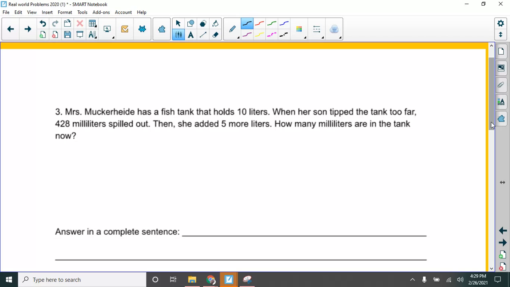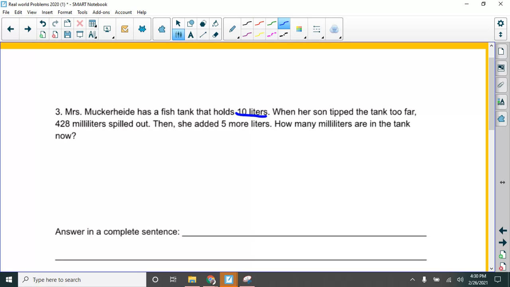All right. So I see her fish tank, 10 liters, not a huge tank, not just a little bowl though. And when her son tipped the tank, do you see the water spilling out? And I can see Miss Muckerhide getting all mad, like, "What are you doing? Get away from my fish tank!" Okay, she'll be thrilled with that impression from Mr. White here.